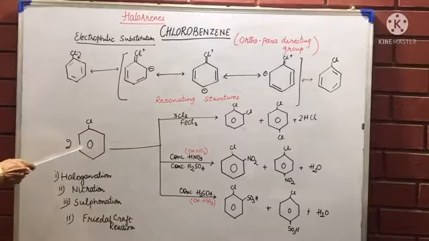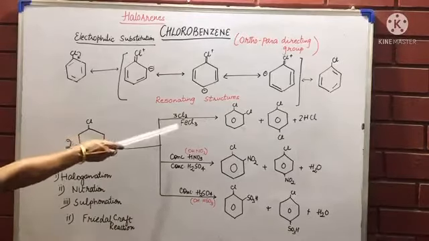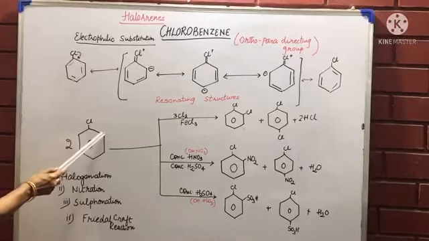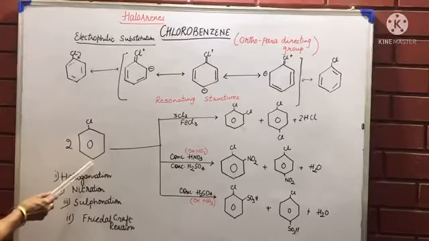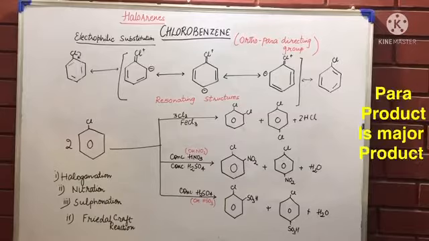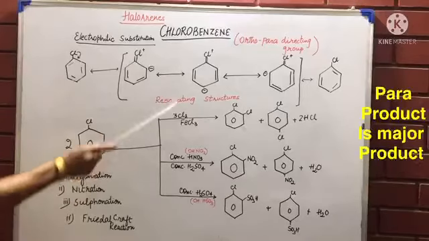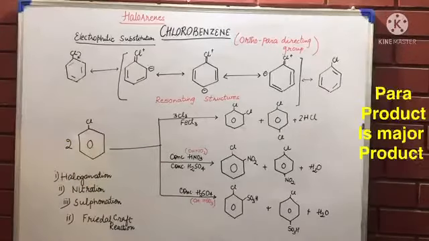So if chlorobenzene reacts with chlorine in presence of FeCl3, Cl is already on the ring. So one product contains Cl at this place, the other product contains Cl at para position. So two compounds are formed, one is ortho, one is para. So we call it 1,2-dichlorobenzene, 1,4-dichlorobenzene, and HCl is formed.